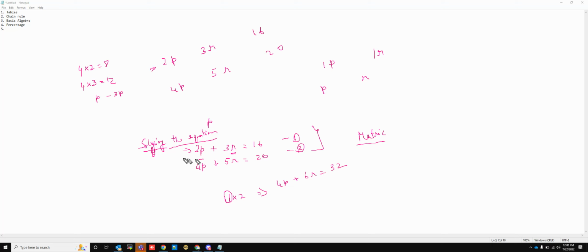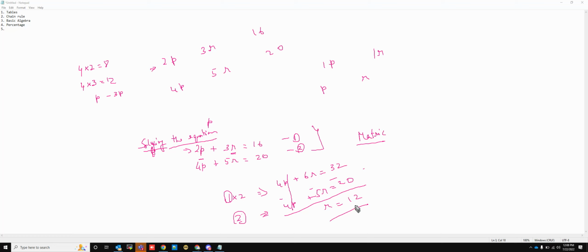Correct? Multiply everything by 2. And then I will just use the second equation directly. This will be 4p plus 5r is equal to 20. Okay. Now what I will do is subtract both the equations. When I subtract both the equations, this 4p and minus 4p will get cancelled. 6 minus 5 is r, and this minus will be 12. So r is equal to 12.